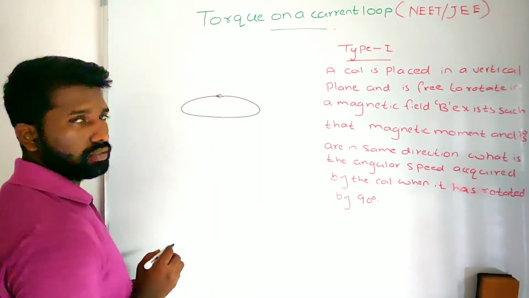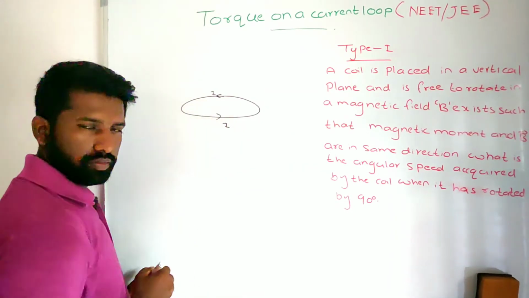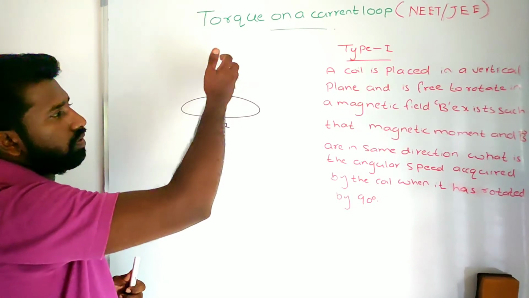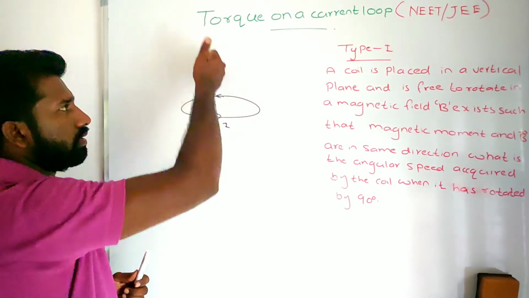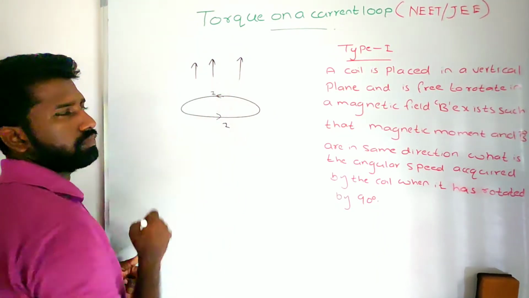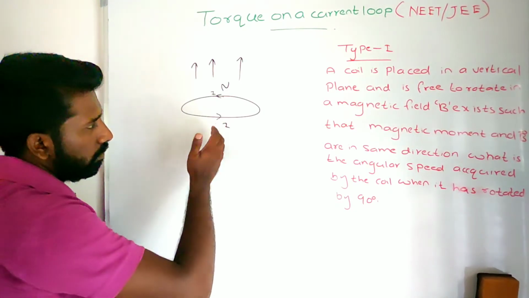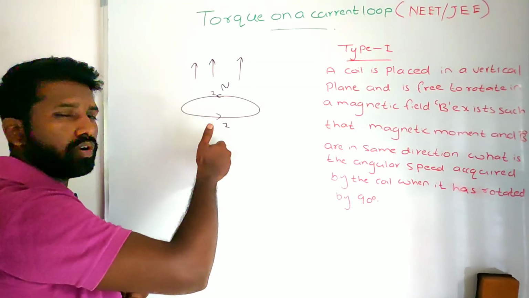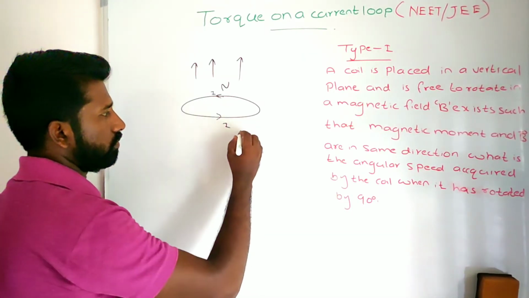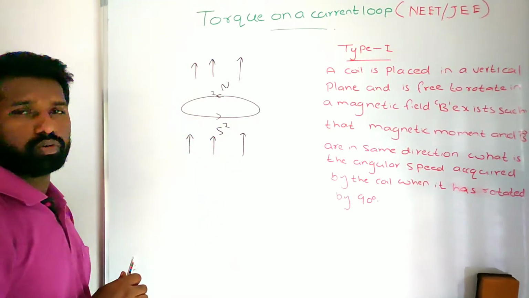In the circular loop, the current is going in this direction. I apply the right hand rule on the top side, so I get that the magnetic field is going away. That means this side acts like a north pole. I apply the right hand rule on the bottom side, so I get that the magnetic field is going into it. So this side of the loop acts like a south pole.